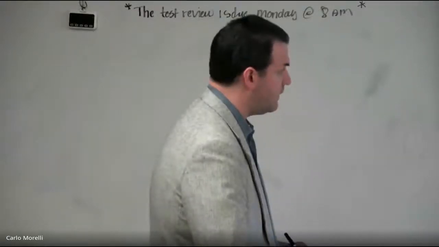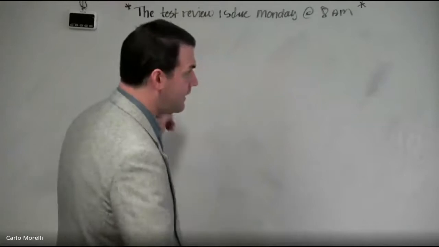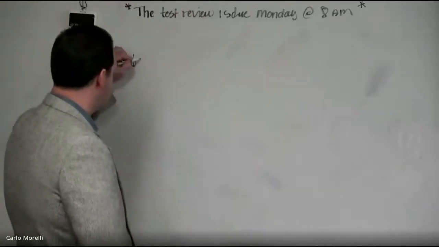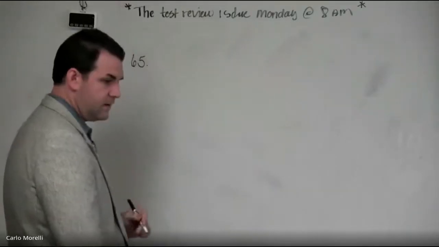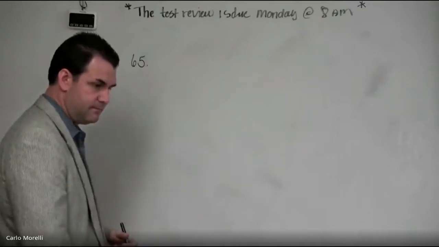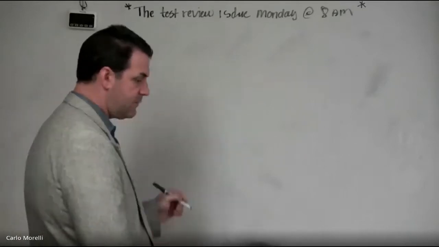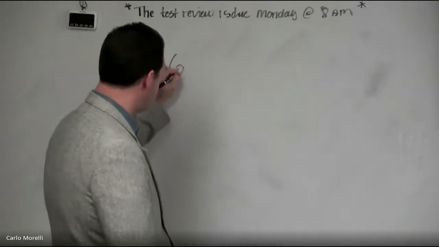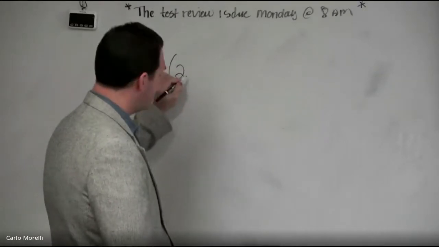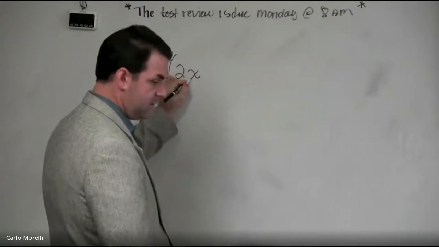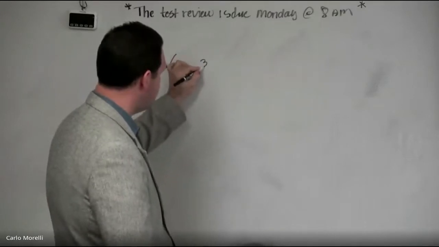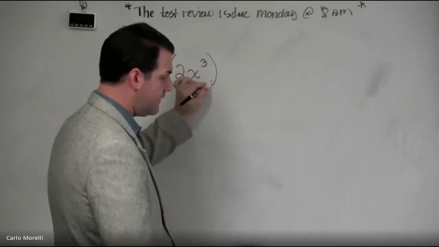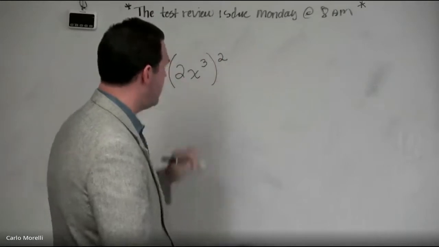Okay, number 65. We're getting into that latter third of the final exam review. And here's the problem we're presented with. We have, inside the parentheses, 2x cubed, and then that's raised to the second power.